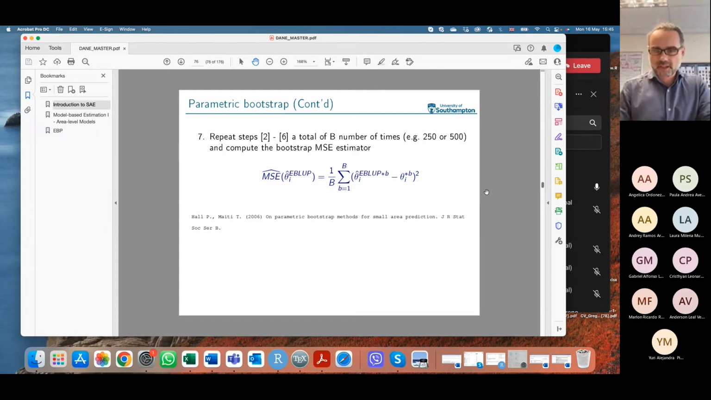There is another seminal paper you may be interested in: a paper by Peter Hall and Tapabrata Maiti in 2006 about parametric bootstrap methods for small area prediction in particular. It was published in the Journal of the Royal Statistical Society Series B. It is a very good paper to look into to see how the parametric bootstrap ideas are applied to small area prediction.